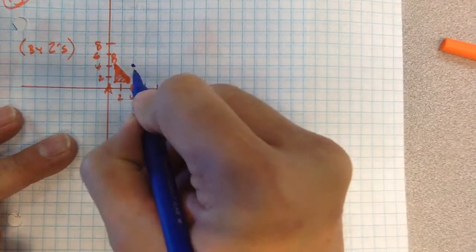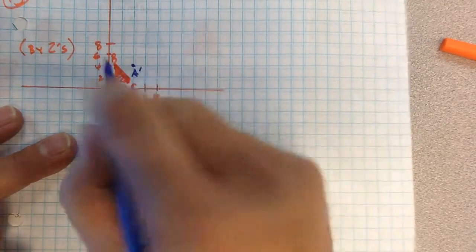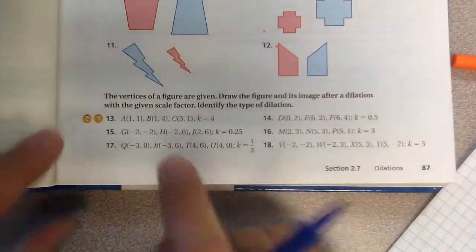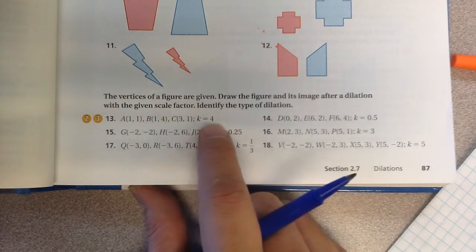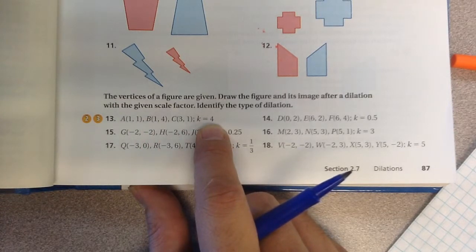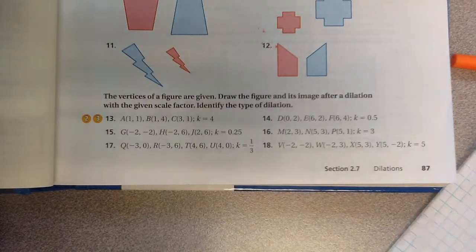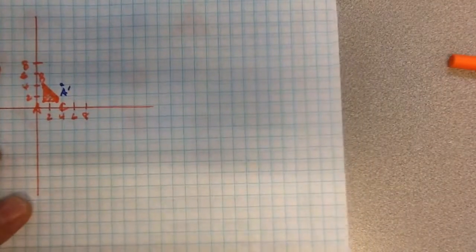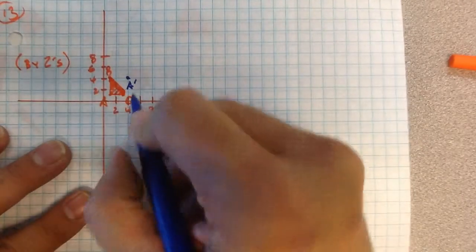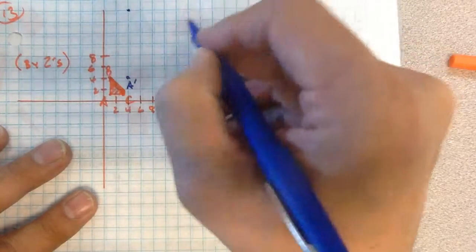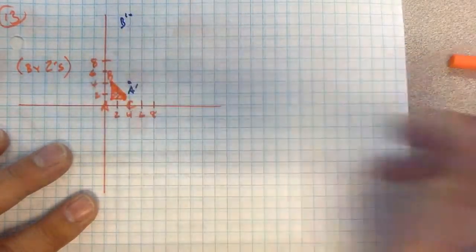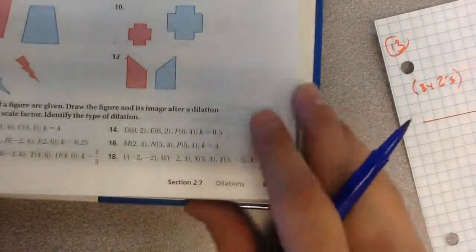So I mark that point, and I label it A prime. We use that little apostrophe mark. And all you have to do is the same for all the rest. Let's go to B. B was originally 1, 4, but after multiplying it by a scale factor of 4, just do the computation in your head, you should get 4, 16. So again, if I'm going by 2's, 4, 8, 10, 12, 14, 16. So there's B prime. And then finally, go ahead and do C.